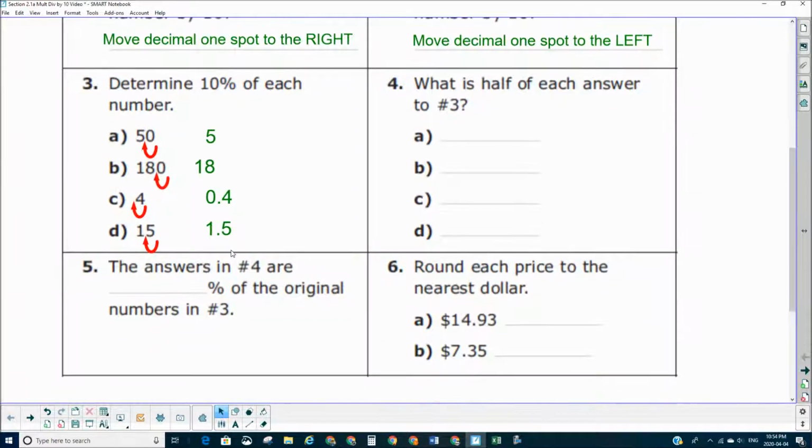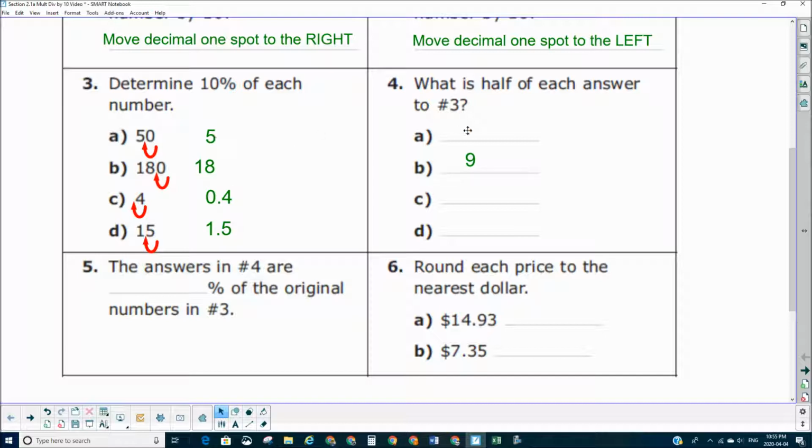All right, continuing on with our warm-up on page 32, you'll see that number 4 asks, what's half of each of the numbers in number 3? I'm going to start with this one. Half of 18 is 9. So that's a little bit easier. Where's the 9? Oh, there it is. Half of 18 is 9.